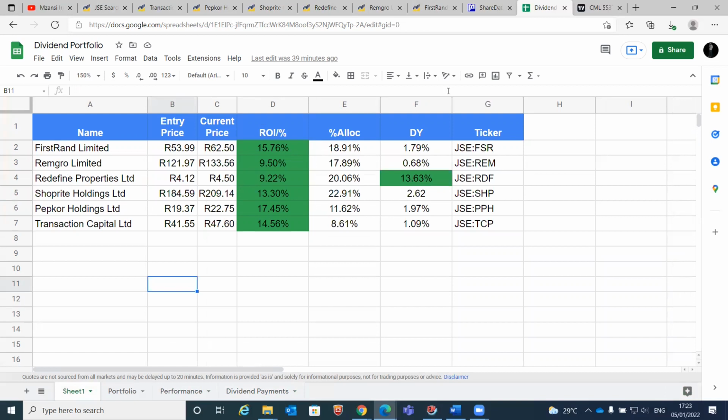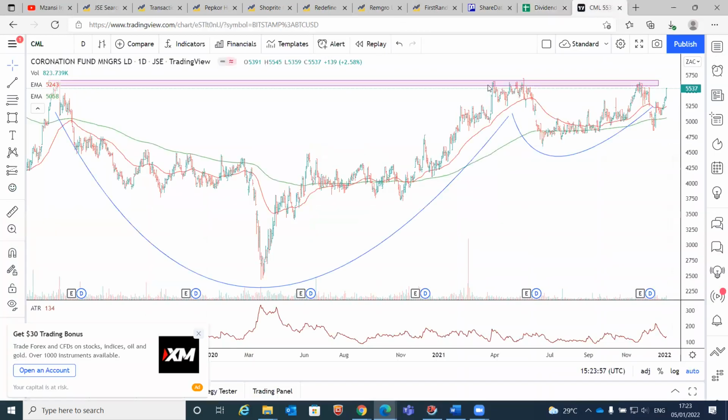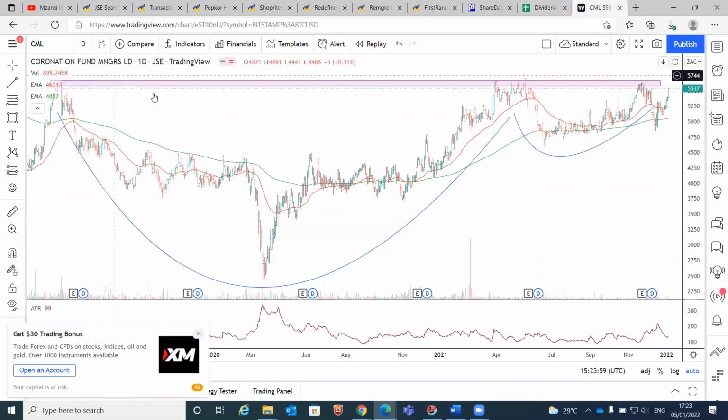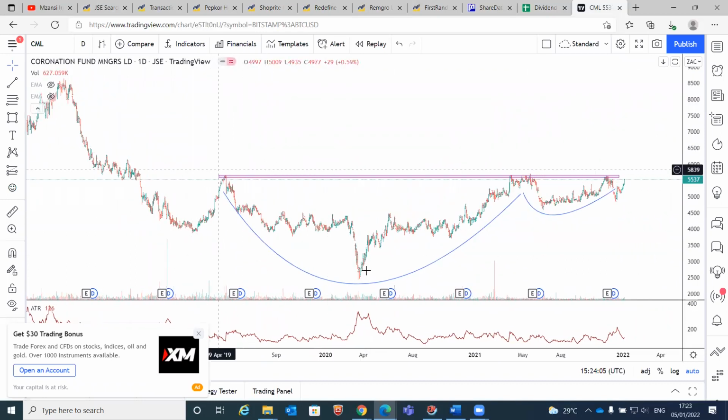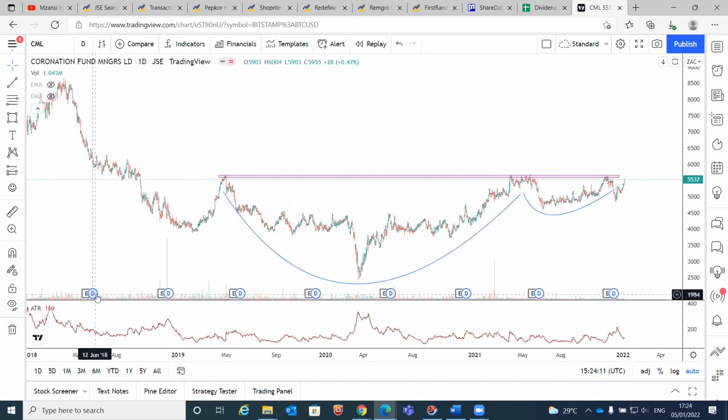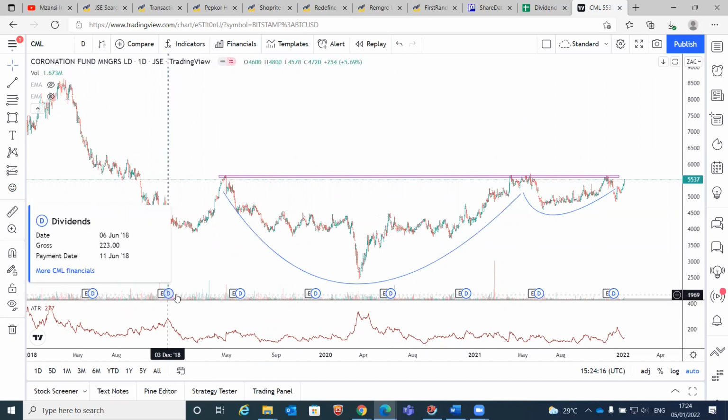But remember, at the beginning, I said that there's a company that I'm looking to buy. That company is Coronation Fund Managers. I've been tracking this stock for a while. I started noticing the stock last year in 2021. As you can see, they are a consistent dividend payer. They pay dividends every 6 months. All the Ds represent dividends.